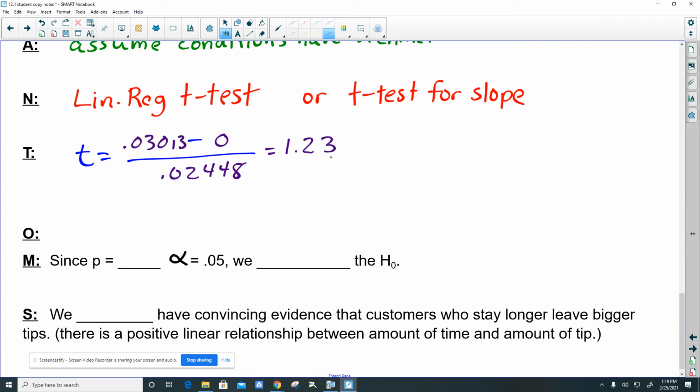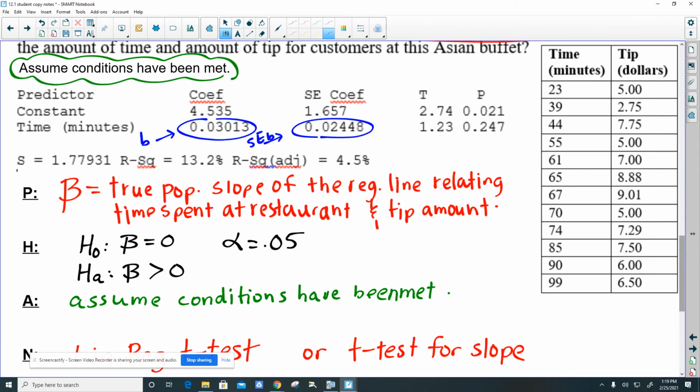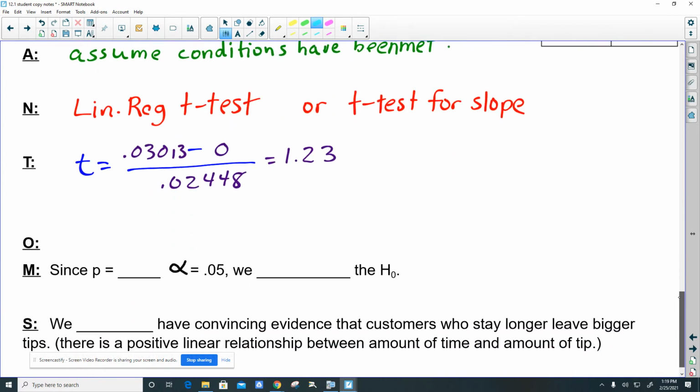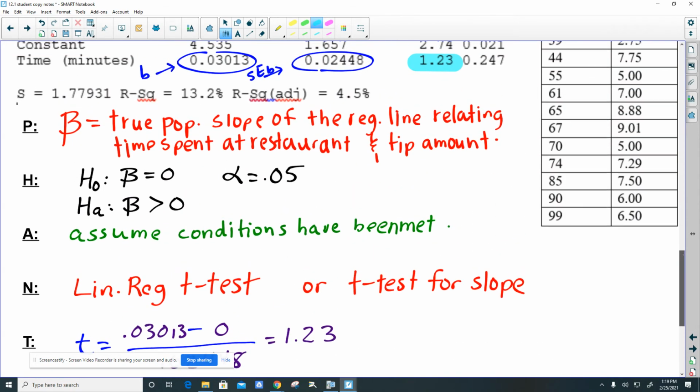Now I want to point something out here. This is really great. In this computer output, do you see how this column is titled T, and then this column over here is titled P? We are in the slope row, that's the second row here. You see how it says the T is 1.23? That is exactly what we got right here for our T-score. It is also actually reporting what the p-value is there.